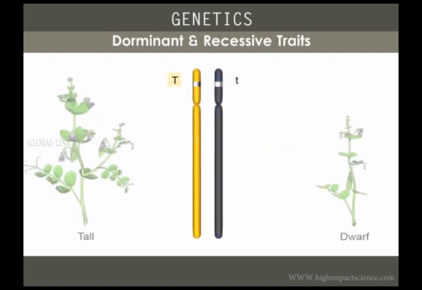Here, capital T and small t are alleles of each other. That is, they are different forms of the same gene. Both of them code for height of the plant.